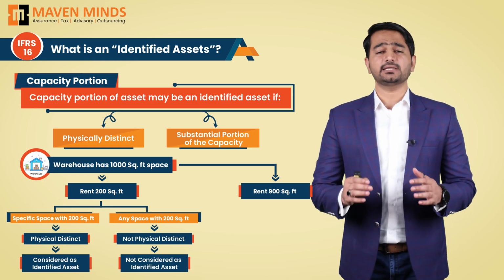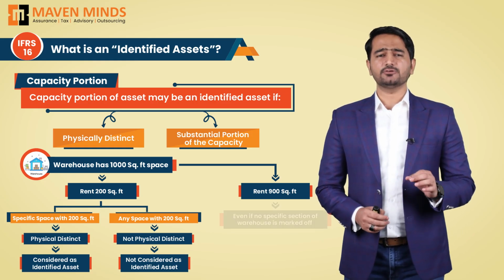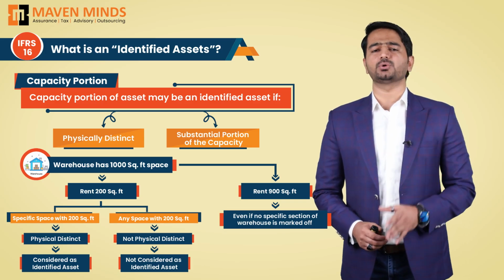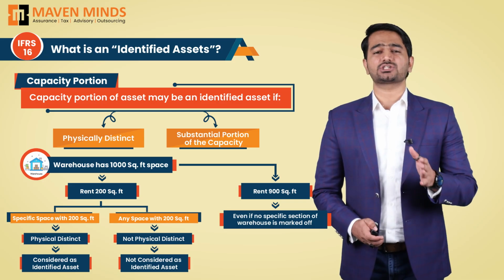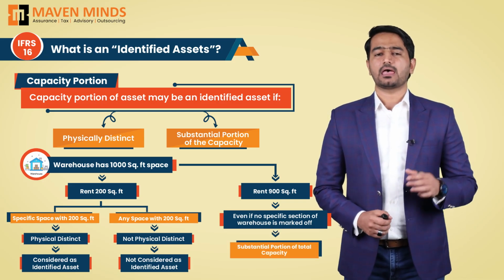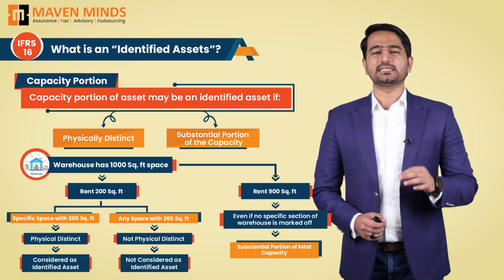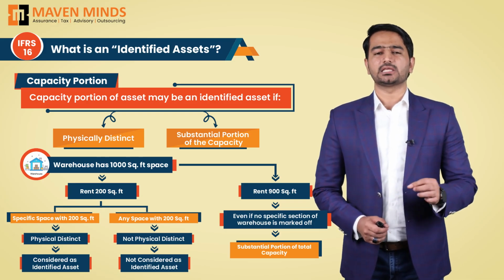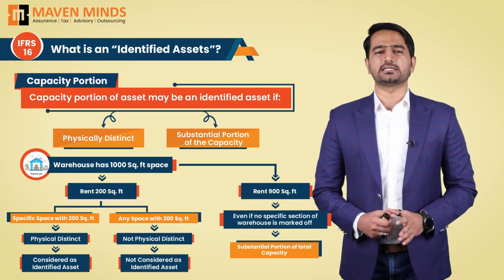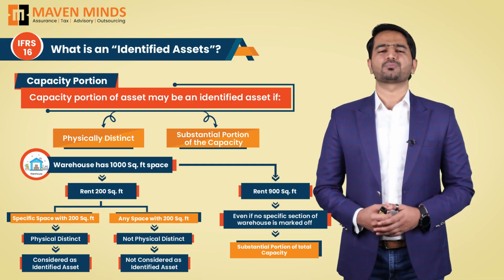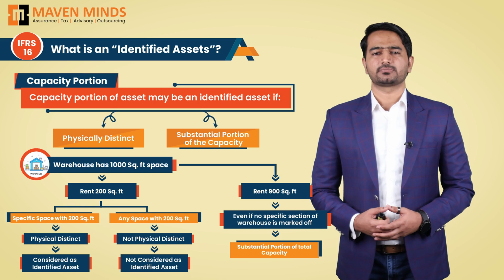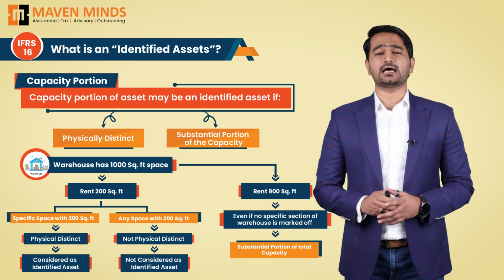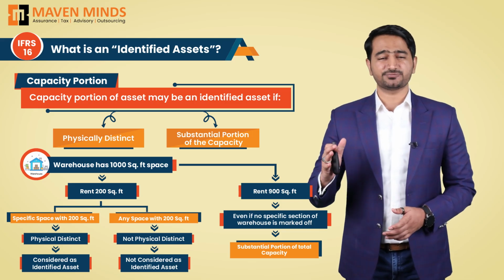But if you rent 900 square feet, even if no specific section of the warehouse is marked off for you, that's a substantial portion of the total capacity. And because of this, the 900 square feet would be treated as an identified asset even though it is not physically distinct.